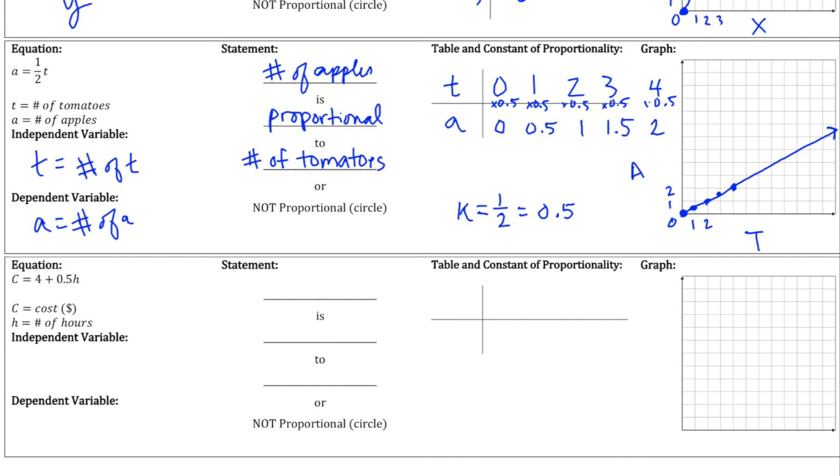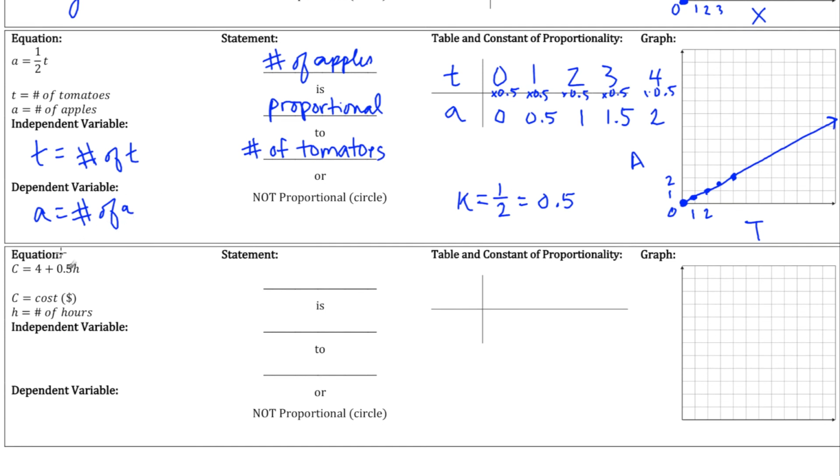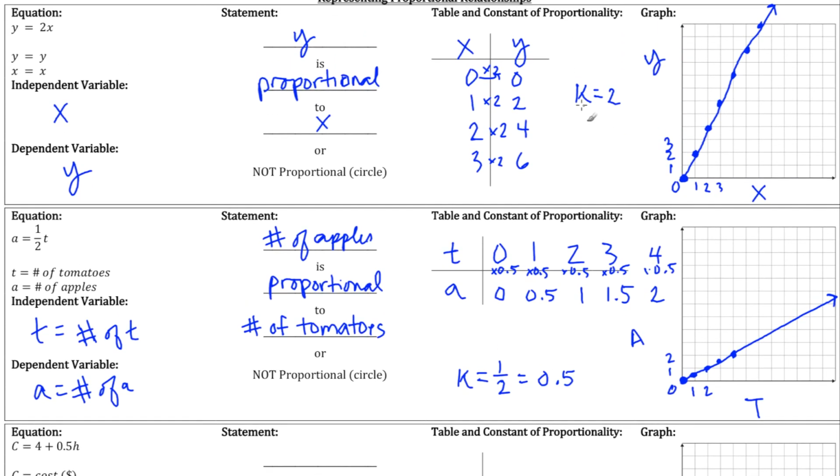All right, cool. Lastly, we have this equation, C equals 4 plus 0.5 H. C is cost, H is number of hours, but there's addition, so this is not proportional. So we're just going to write not proportional and then move on. A couple of things before we're done. Don't forget to write your K, your constant of proportionality, the number you're multiplying by.